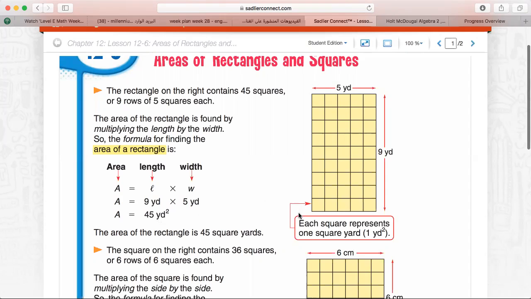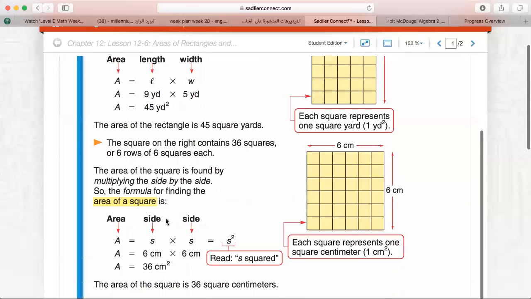So, calculating the area, I have two ways. Whether to count all the square units that are covering this rectangle. If I count them, it will give me 45. 1, 2, 3, 4, 5, 6, 7, 8, 9, 10, 45 square units. I have an easier way: I can multiply 9 by 5, they will give me also 45. If I move to the square on the right, it has 36 square units, or 6 rows. Each row has 6 squares.